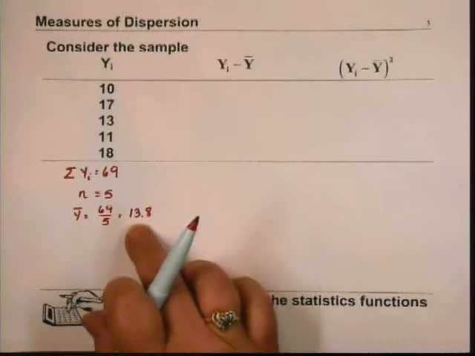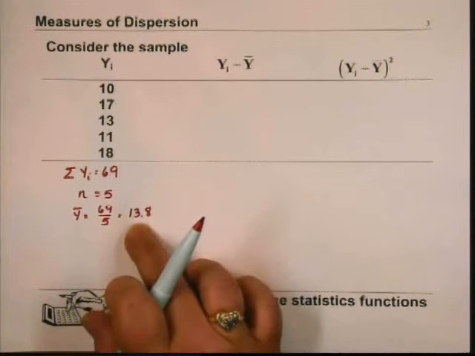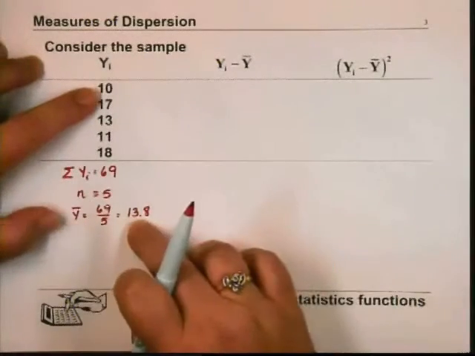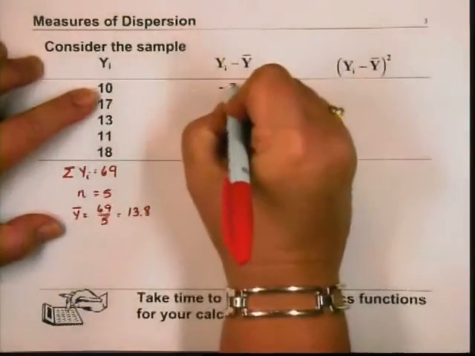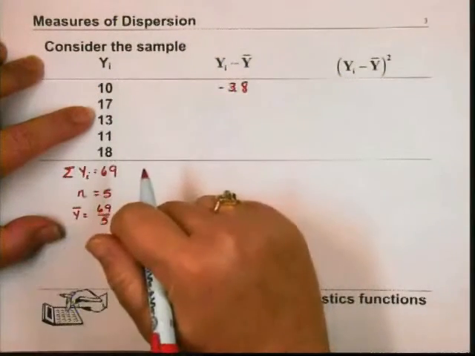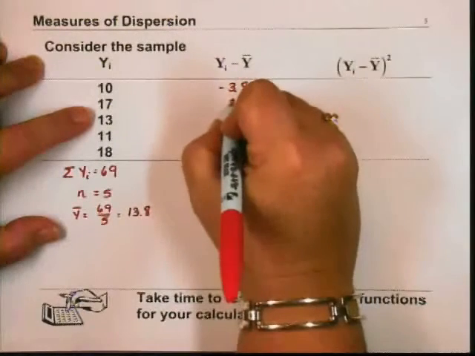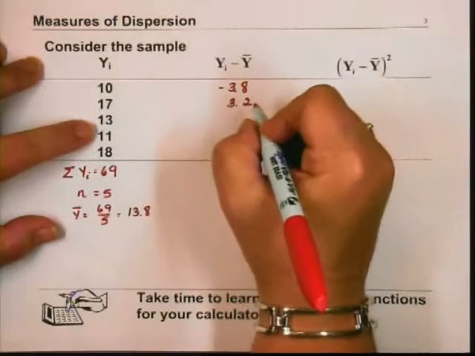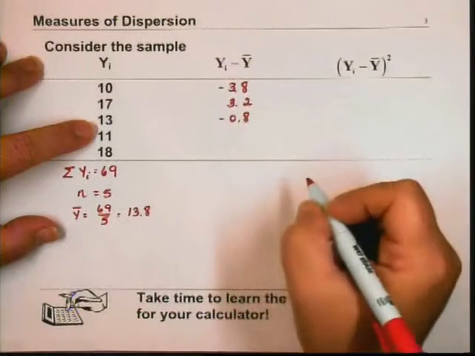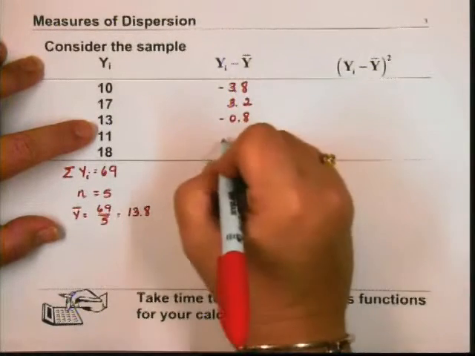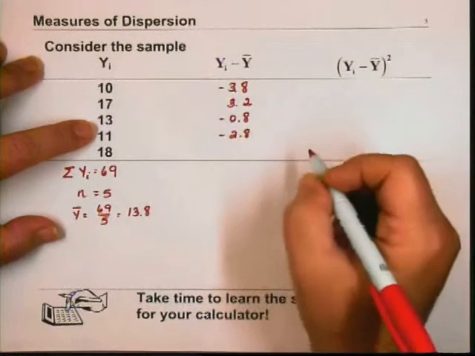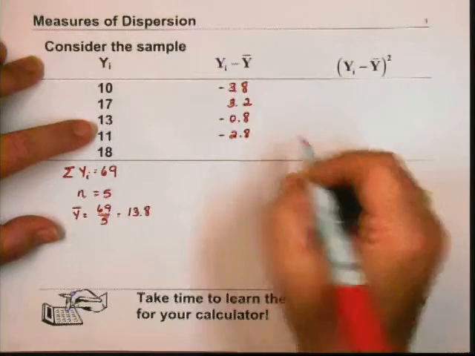So if I know what the mean is, the 13.8, then I compute the deviations for everything here. I would take 10 minus 13.8, so the first deviation would be negative 3.8. 17 minus 13.8 is positive 3.2. 13 minus 13.8 is negative 0.8. 11 minus 13.8 is negative 2.8. Pardon me, misspoke there. 18 minus 13.8 is 4.2.